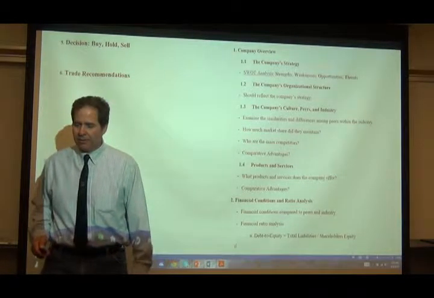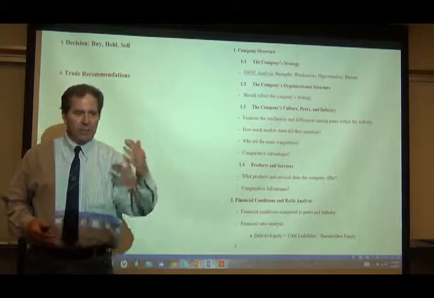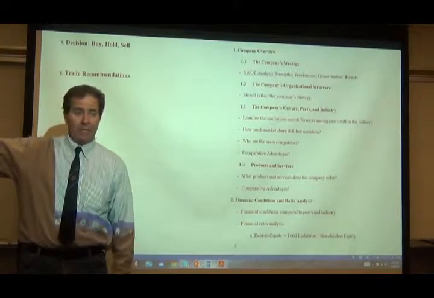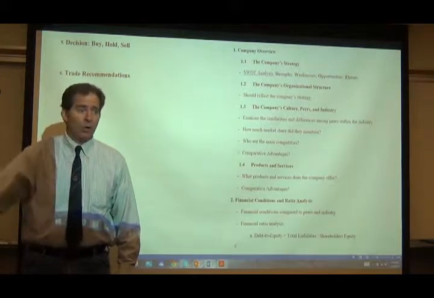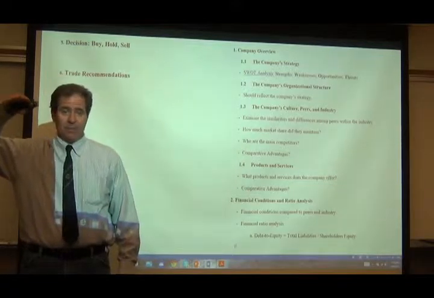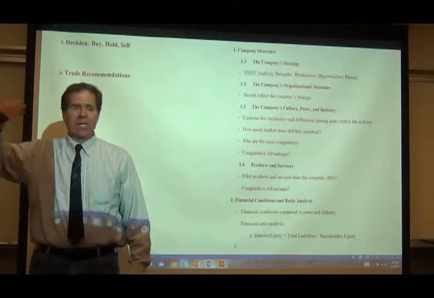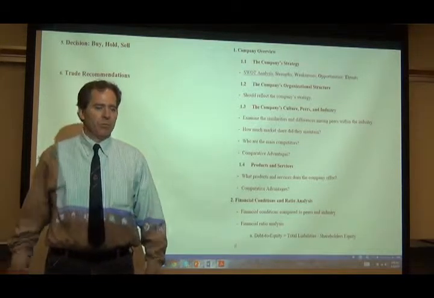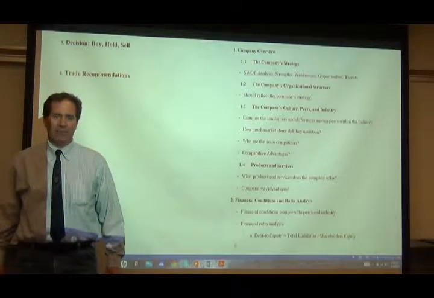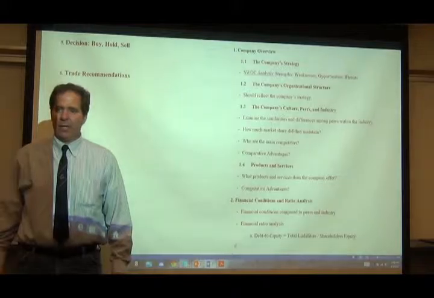Financial conditions and ratio analysis. You're going to be comparing Goldman to JP, to the peer group, to the industry, and then you're going to be giving me basically an overall financial condition. So if it's the leverage ratios, what you'll see is Goldman is highly levered compared to the others because they're really into driving return on equity. So they're willing to lever up and take on more leverage risk or more credit risk to drive that ROE.